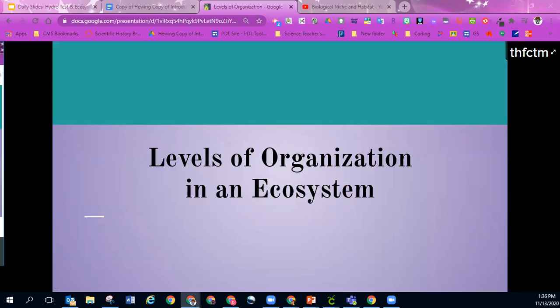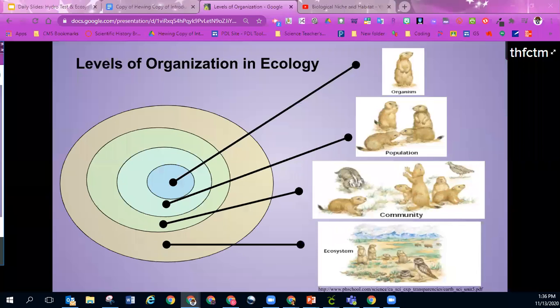So today we are going to be looking at our levels of organization within our ecosystems, and we are going to talk about how some of these organisms actually live and things that they do within their environment. To start off, we introduced that our ecosystems are broken into four major categories.